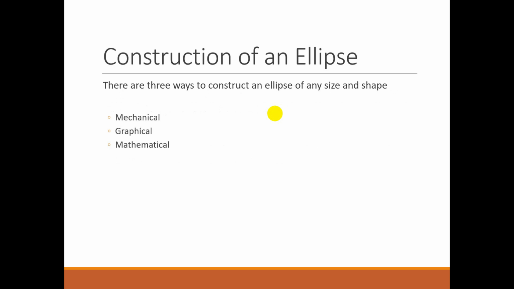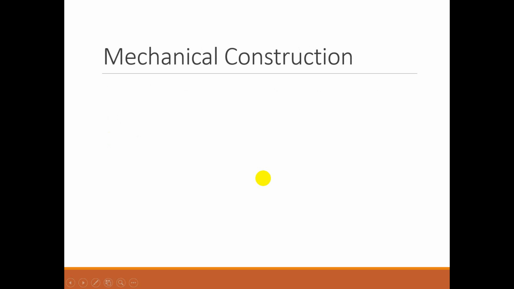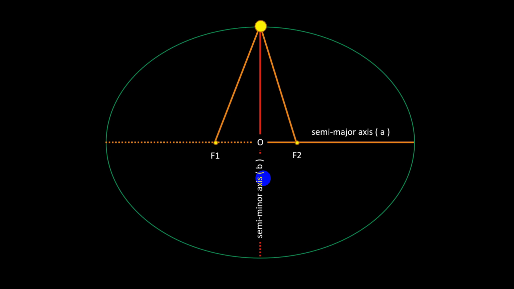Construction of an ellipse. There are three ways to construct an ellipse of any size and shape. First, mechanical, second, graphical, and third, mathematical. In mechanical construction, again, we have this figure, the ellipse. You can see again the semi-major axis a, the semi-minor axis b, the foci F1, F2, the origin, and the string. These are the additional properties of an ellipse.